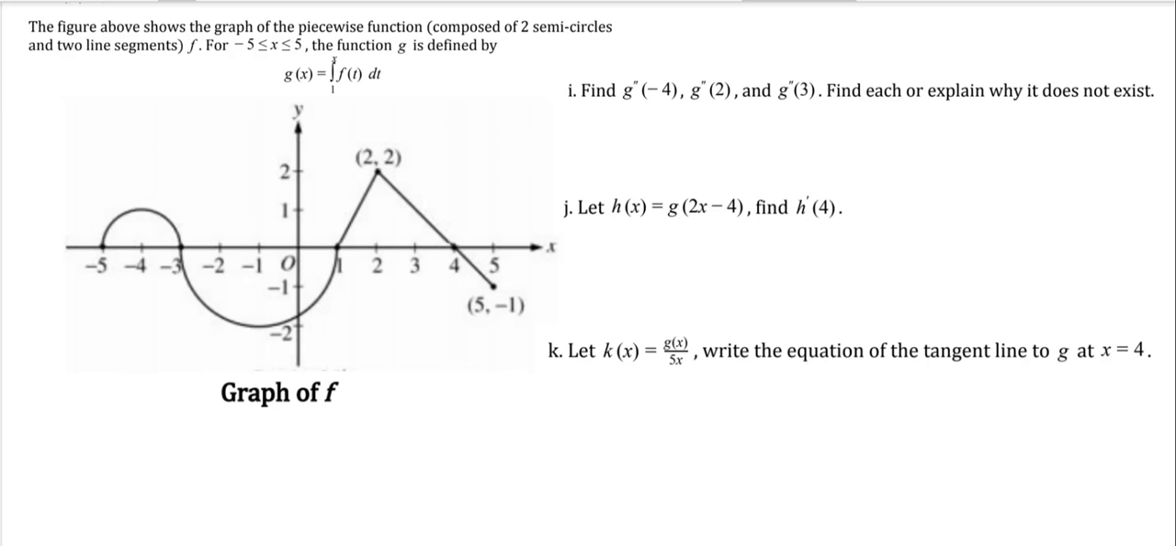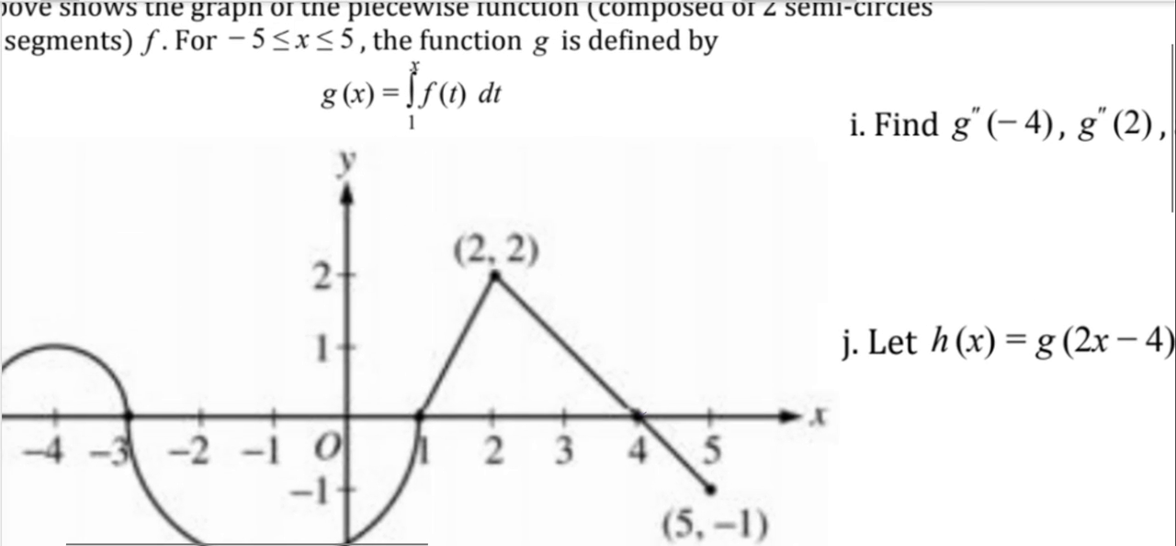Now in this Super FRQ, again, we've got our function g of x defined as the integral from 1 to x of f of t dt, and the figure that we're shown, the graph of f, is made up of 2 semicircles and a couple line segments. So here we go. We want g double prime of -4, g double prime of 2, and g double prime of 3. Since g of x is defined to be this function, I'm just going to play with this for a minute.